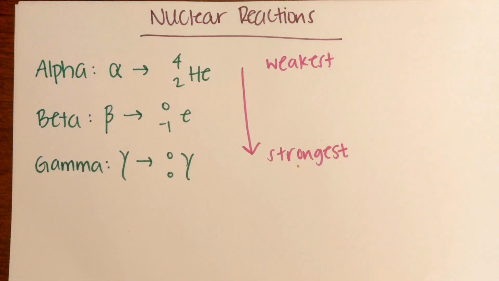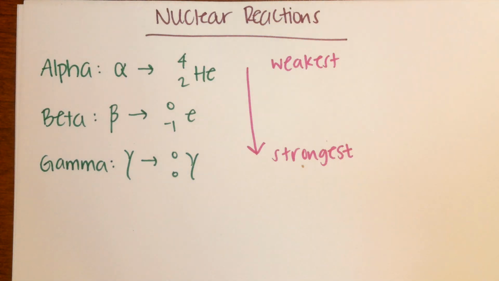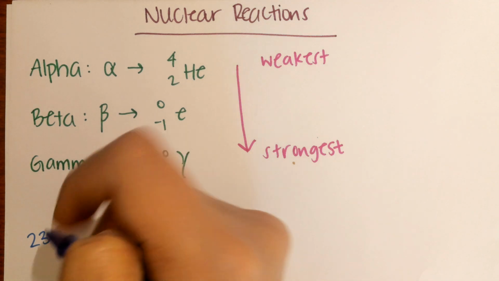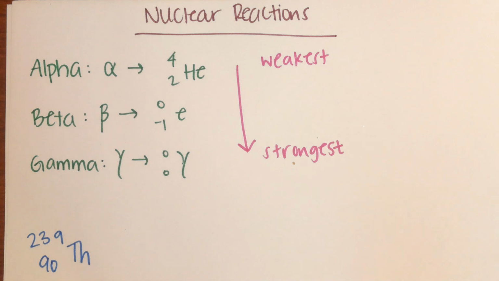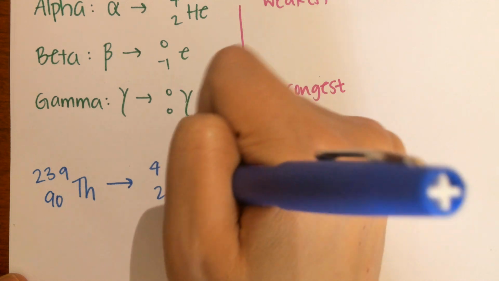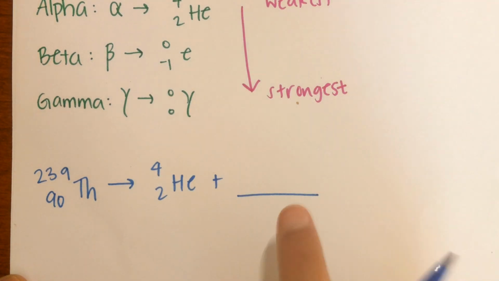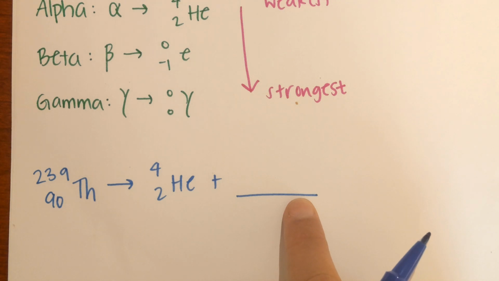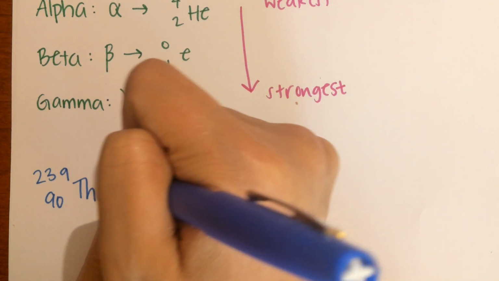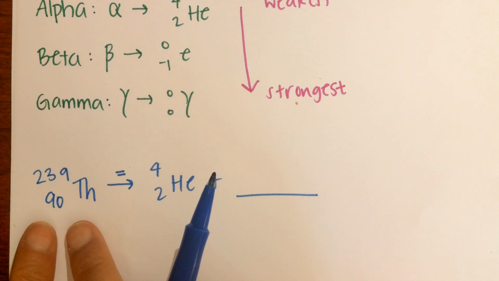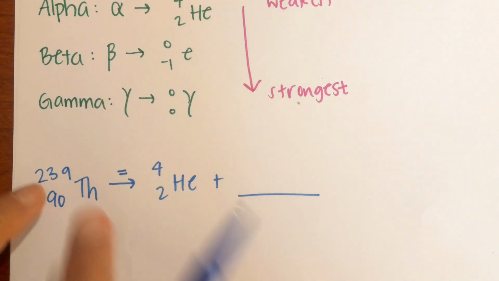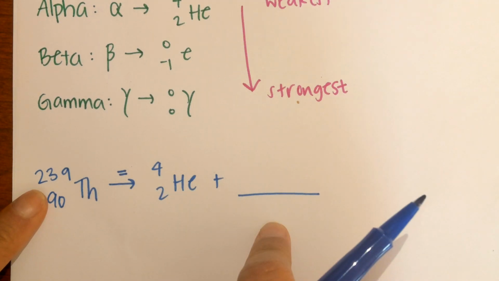Whenever you solve nuclear reactions, it's all about isotopes and just basic mental math, like addition and subtraction. For example, if I give you thorium 239, 90, going through an alpha decay, you're going to figure out the missing isotope. With this yield arrow, I always treat the yield arrow as an equal sign. That means the isotopes on the left side have to equal the isotopes on the right side, hence the balanced reaction. So the top numbers have to be equal, and the bottom numbers have to be equal.